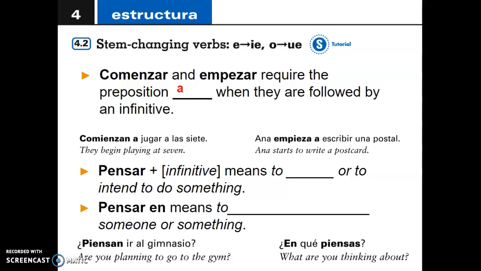Another thing, pensar plus infinitive means to plan or to do something. Pienso nadar mañana. I'm thinking about swimming tomorrow. I plan to swim tomorrow. Pensar en means to think about someone or something. Pienso en mi esposo. I think about my husband. Here's some more examples. Piensan ir al gimnasio. Are you planning to go to the gym? ¿En qué piensas? What do you think about? Make sense? Again, you'll see this a lot.